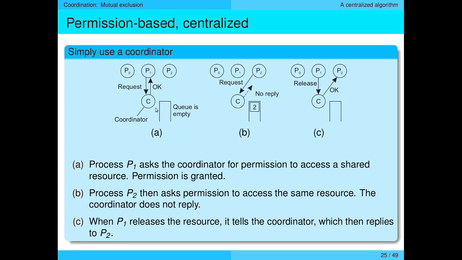So P1 asks the coordinator for permission to access a shared resource. Permission is granted, and then process P2 asks for permission for the same resource. Since C is aware that this particular resource is being used, it keeps P2 in the queue and does not reply anything to P2. Later on, when P1 releases the resource, the coordinator sends the reply to P2 that now you can use the resource. So this is the simple idea in permission based algorithms.